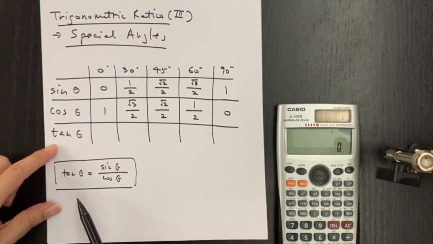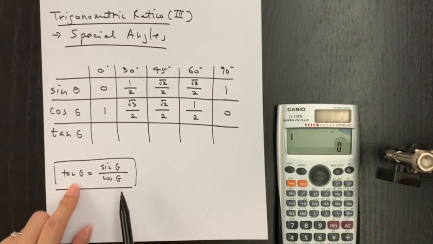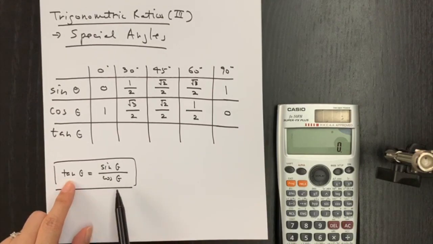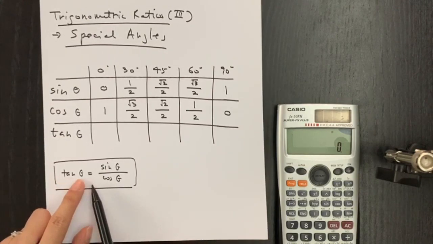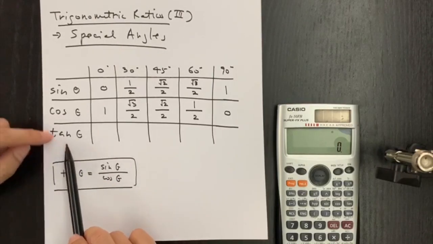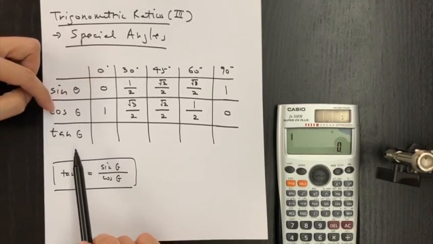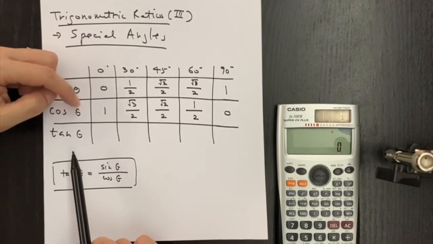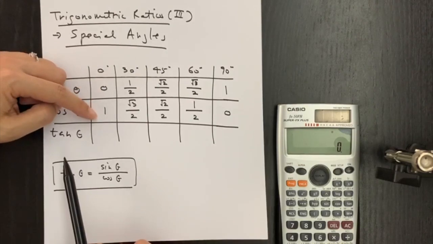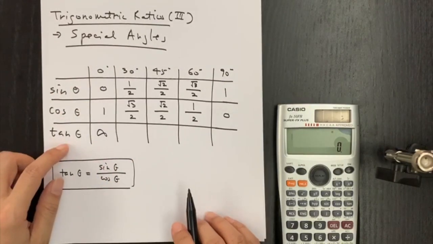Okay, now we come to the value of tangent theta, so this identity is very important. I have to give you this information: tangent theta is always the same as sine theta over cosine theta. So what about tangent 0 here, which is same as sine 0 over cosine 0 degree, which is 0 over 1. So what is 0 over 1? Which is 0. Alright, so that is the first one.